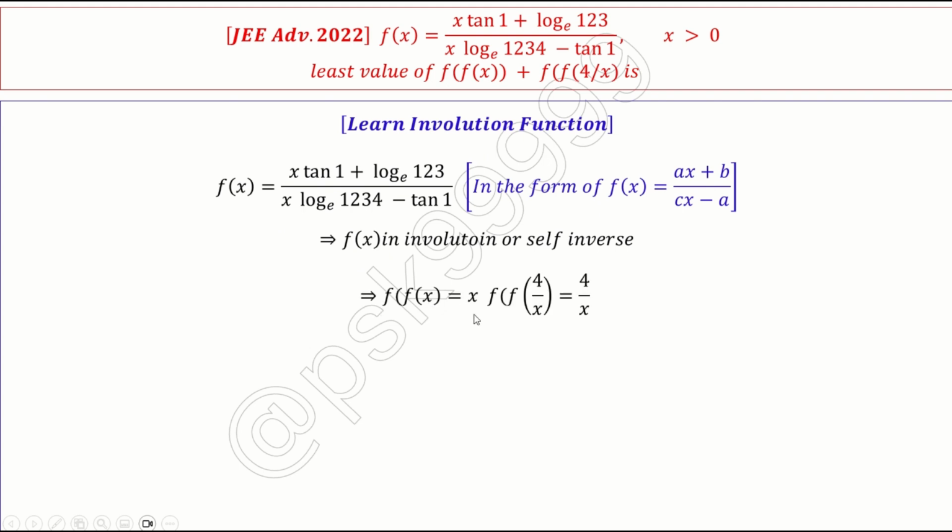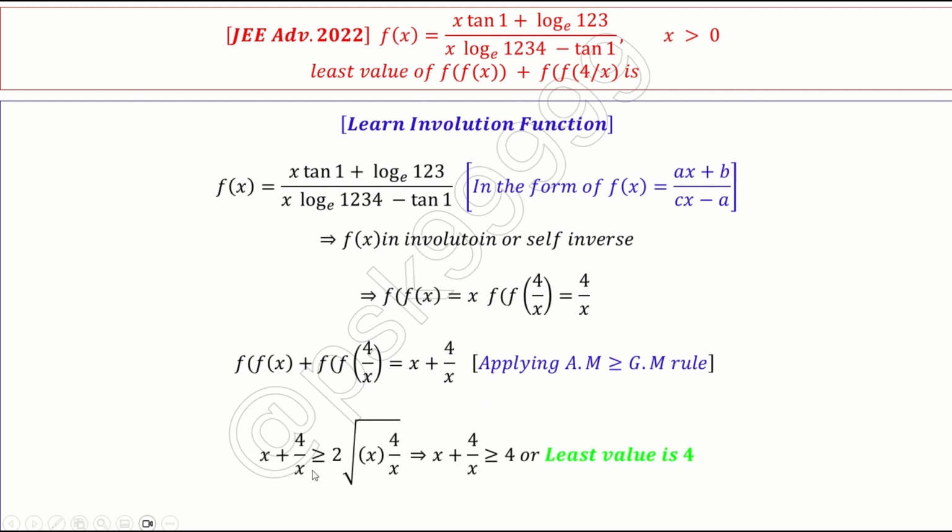So f of f of x is equal to x. f of f of 4 by x equal to 4 by x. That's it. So you sum both of them. You need to get the minimum value. You always know you have to apply the AM greater than or equal to GM inequality. That will help you because you have an x and a 1 by x term, right? So f of x plus f of 4 by x is equal to this value, and you apply the AM greater than GM rule. Okay, this is x plus 4 by x is greater than or equal to 2 times the square root of x into 4 by x, where x gets cancelled and you will get 2 here. So x plus 4 by x, which is nothing but f of x plus f of 4 by x, is greater than or equal to 4. So the least value of it is 4.